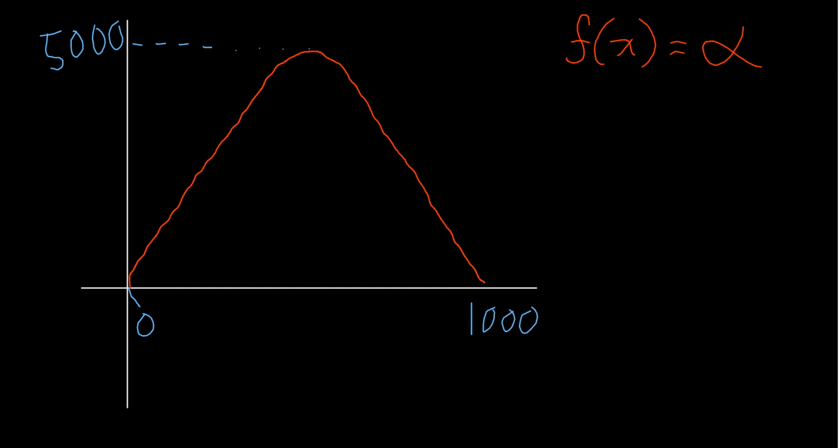Looking at this particular function, from the things that we know about how functions behave, we know that f of 0 is going to be 0, because right here at 0, the graph exists. We also know that f of 1000 is also 0.